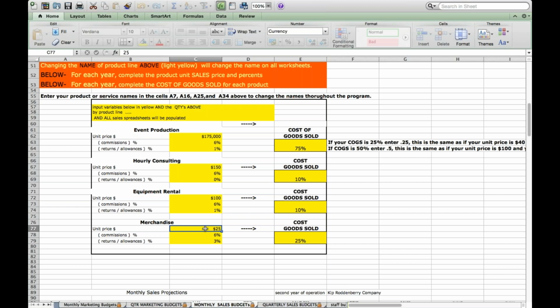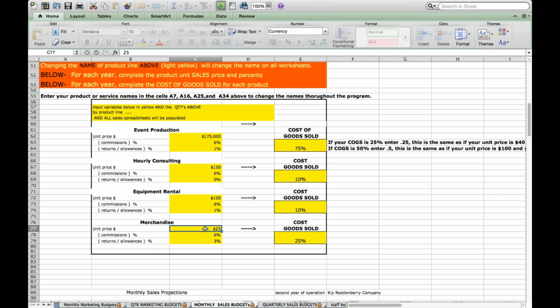Anyway, cost of goods, this is your variable cost. In other words, to put on an event, what did it cost me out of my pocket? And this is money that you spent specifically to do this.